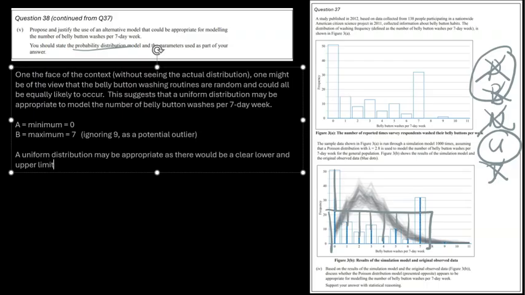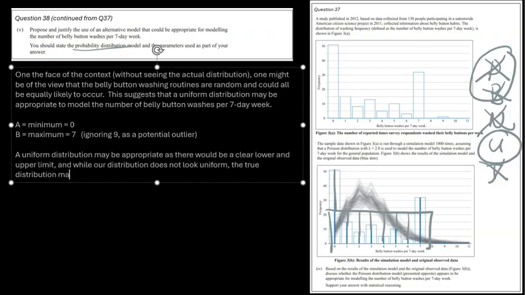A uniform distribution may be appropriate as there would be a clear upper and lower limit. And while our distribution does not look uniform, the true distribution may be. So, for example, I just want to clarify that last point.